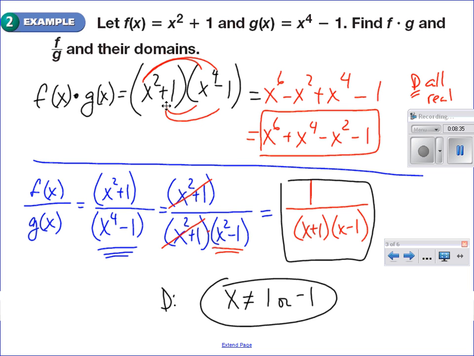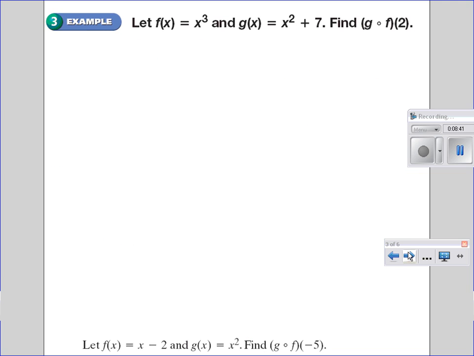Okay? Let's go to the last one here. Let's go to composition. We can add, subtract, multiply, divide. Now let's compose. In other words, lay a function inside a function. And notation is very important here. So they're asking me g circle f, and I'm going to start with g circle f of x to start. And we need to know, well, what does that mean? They're asking us to take the g function and lay the f function inside of it.